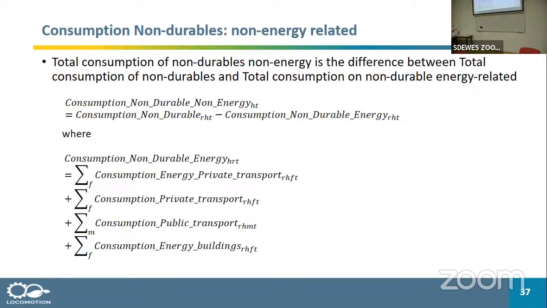The non-durable energy is the energy for private transportation, public transportation, plus energy in buildings. So this should be here. Okay? F is the fuel that you are using, T is the time, H is the type of household, and R is the region. So this would be electricity used for transportation in Spain in household type 1. Okay? This is public consumption of public transportation. Here, M is the mode, whether it is air transportation, public transport, road transportation, whatever. And energy in buildings with this F is exactly the same. It's electricity.